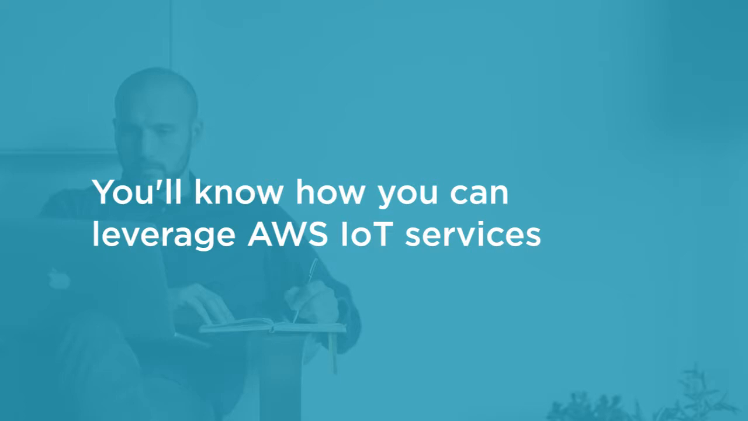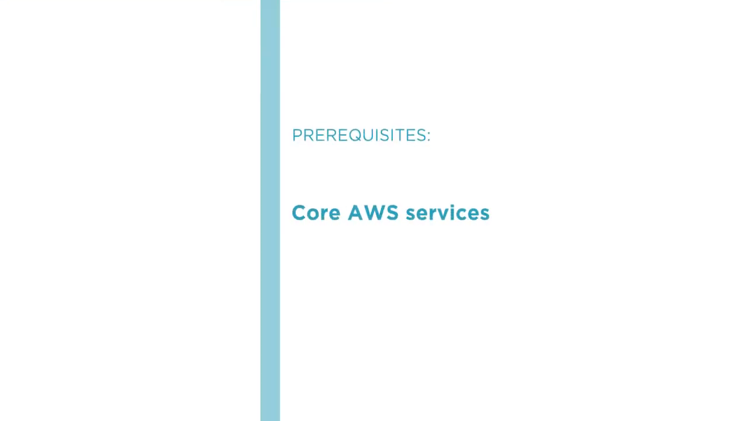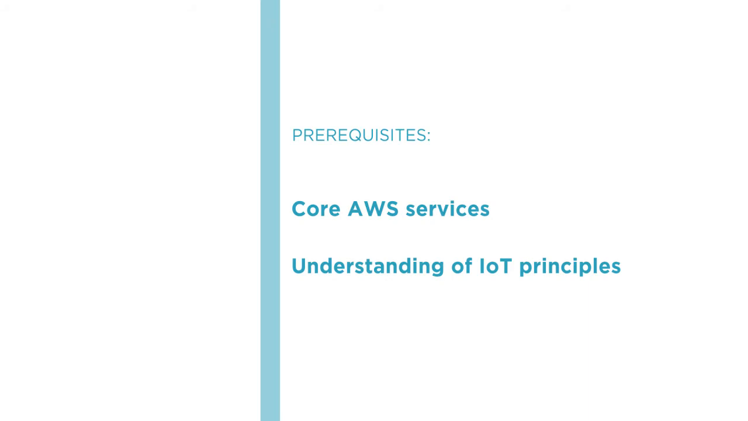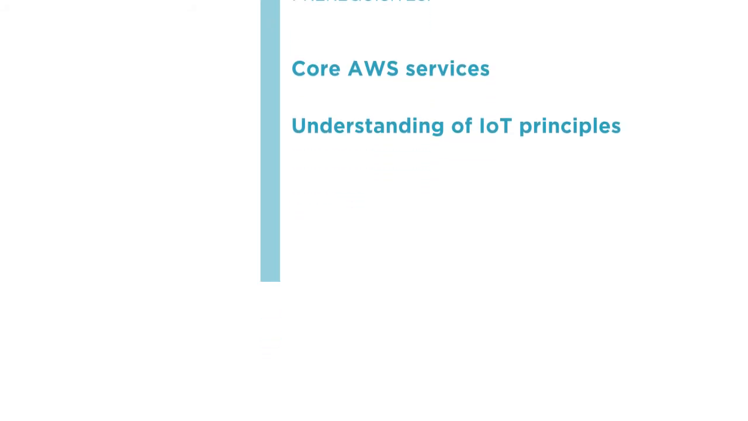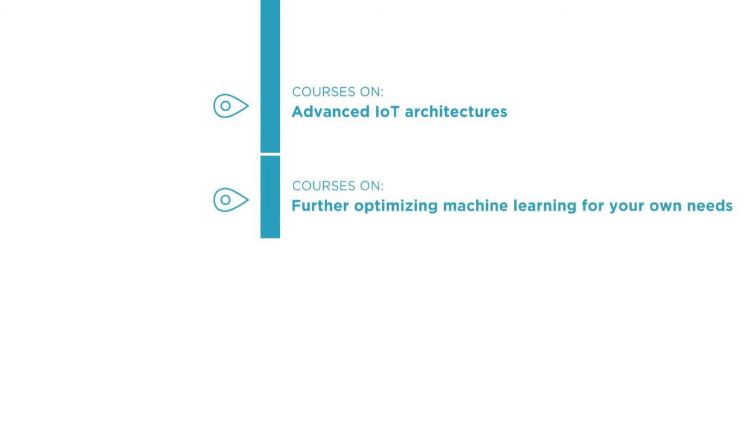By the end of this course, you'll know how to leverage AWS IoT services for your own needs. Now, before beginning this course, you should be familiar with core AWS services as well as having a basic understanding of IoT principles. From here, you should feel comfortable diving into AWS IoT related services with courses on advanced IoT architectures and further optimizing machine learning for your own needs.